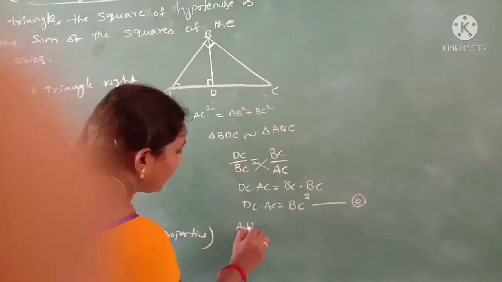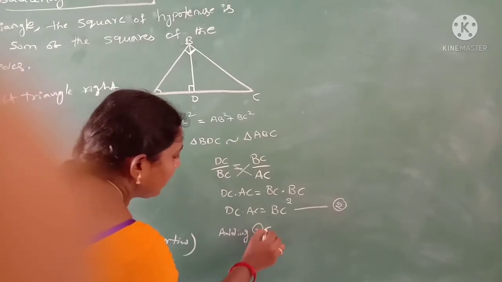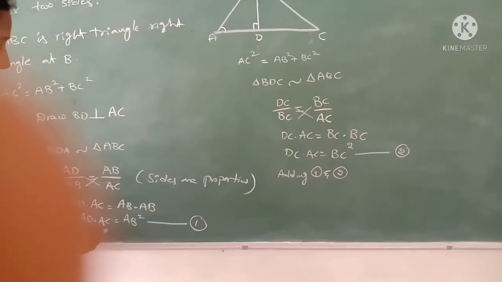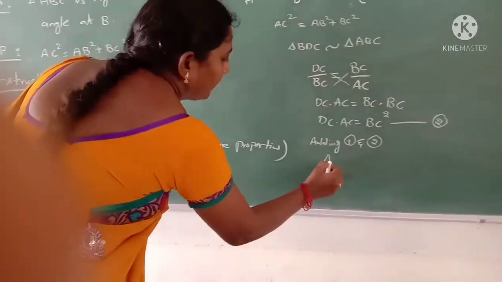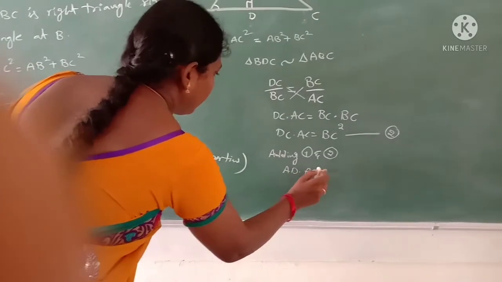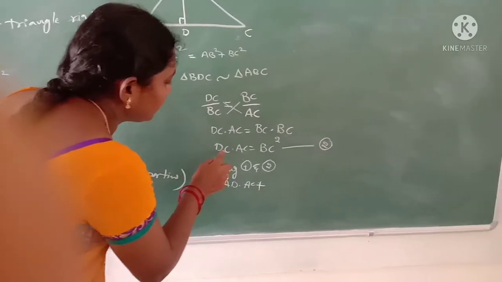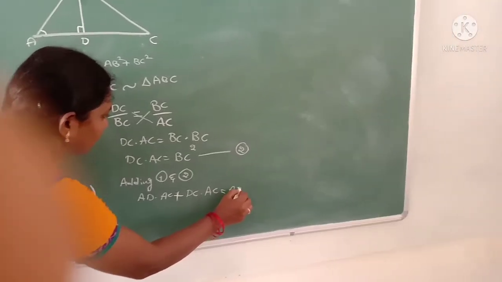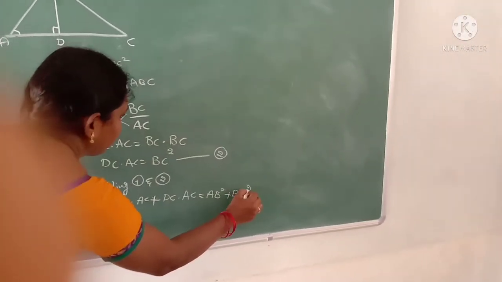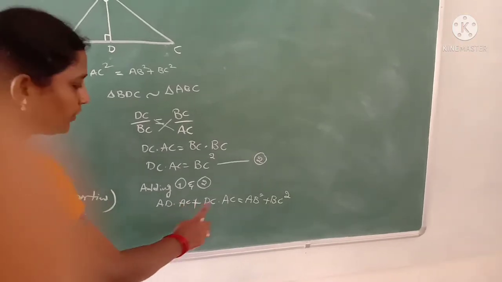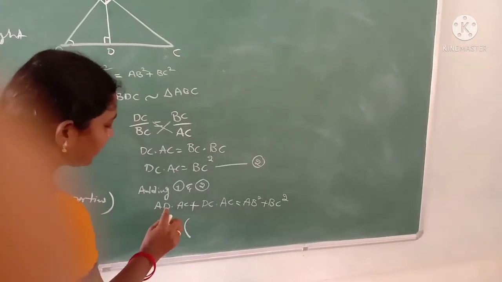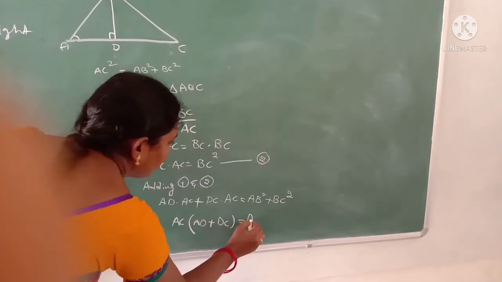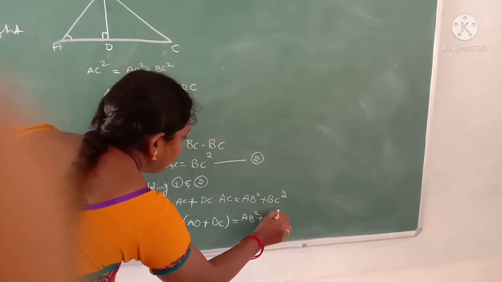Adding equations 1 and 2, we get: equation 1 is AD into AC equals AB square, plus equation 2, DC into AC equals BC square, so AD into AC plus DC into AC equals AB square plus BC square. We take the common value AC, remaining AD plus DC, equals AB square plus BC square.